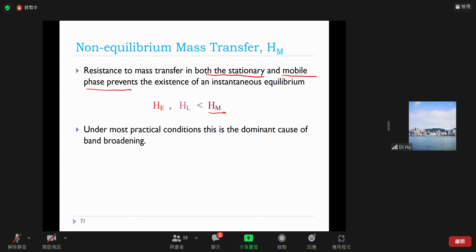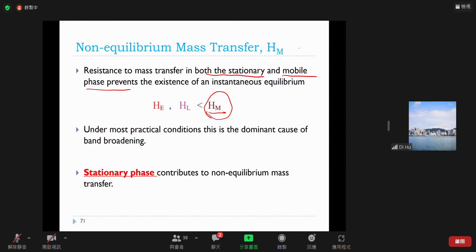Okay, so under most practical conditions, the non-equilibrium mass transfer term is the dominant cause of band broadening. It is larger than the contributions from eddy diffusion and longitudinal diffusion. As we see, the analyte needs to diffuse into the stationary phase and into the mobile phase, because it depends on the distribution between the two. So mass transfer happens in both the stationary phase and the mobile phase.